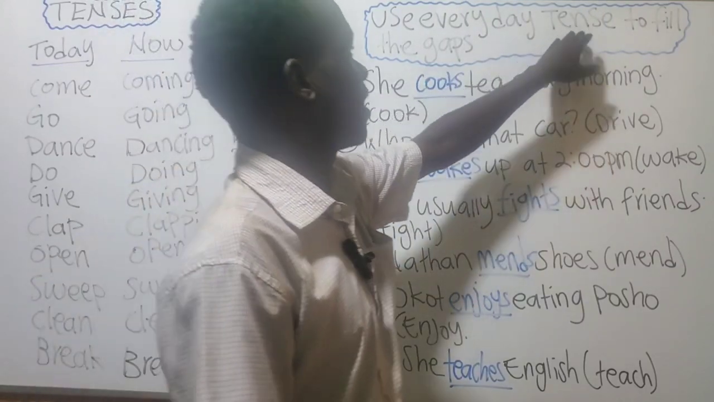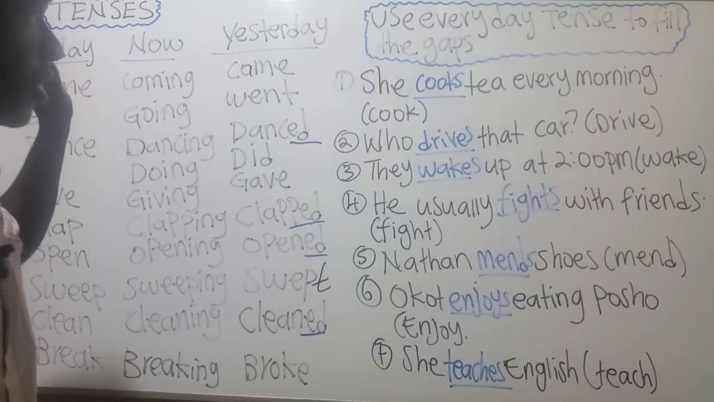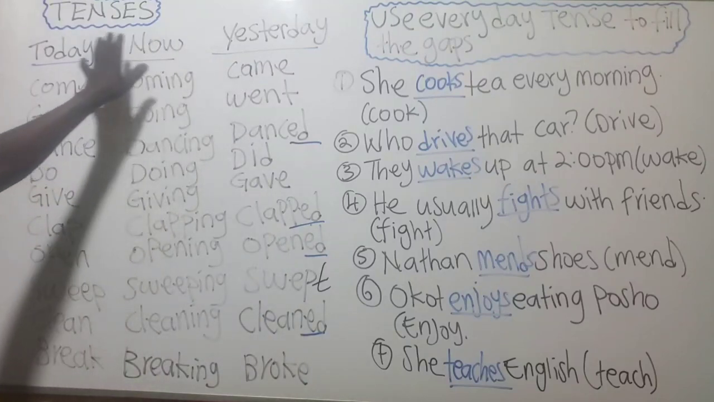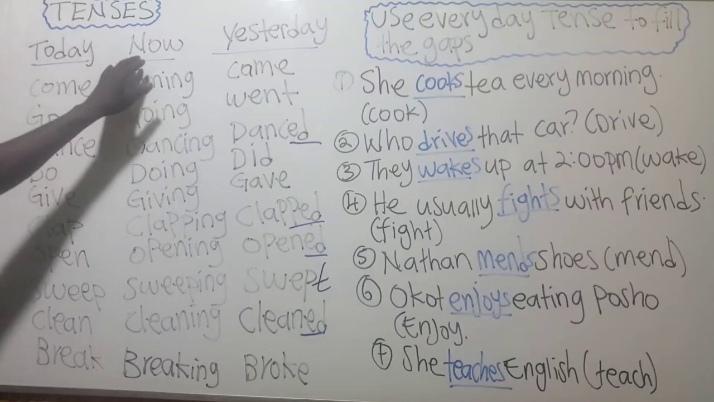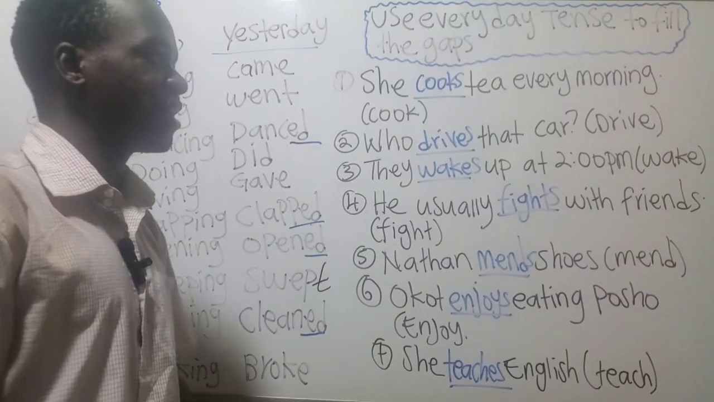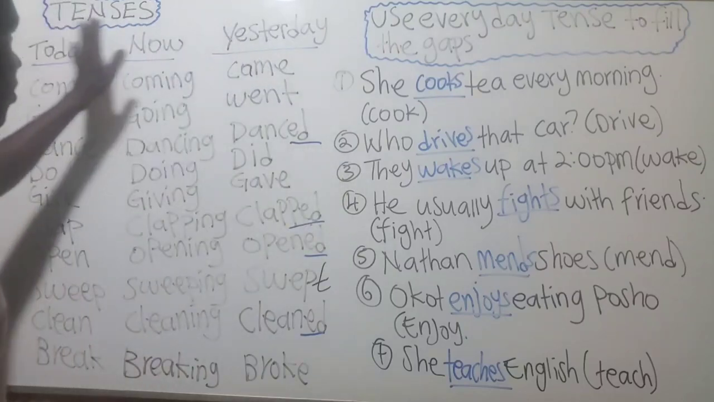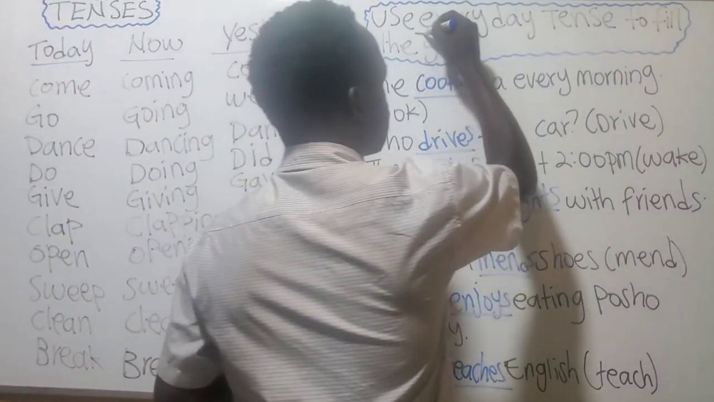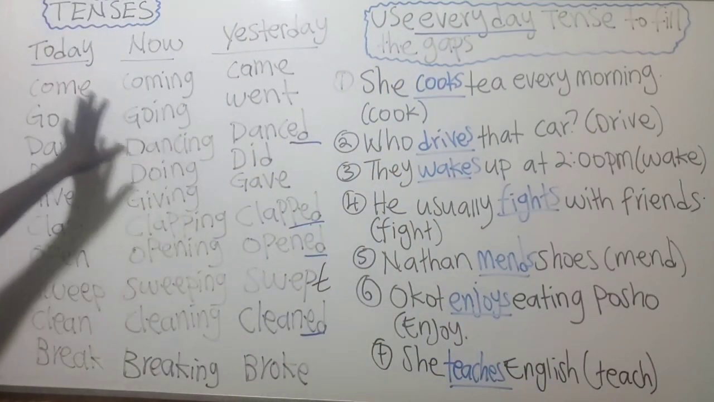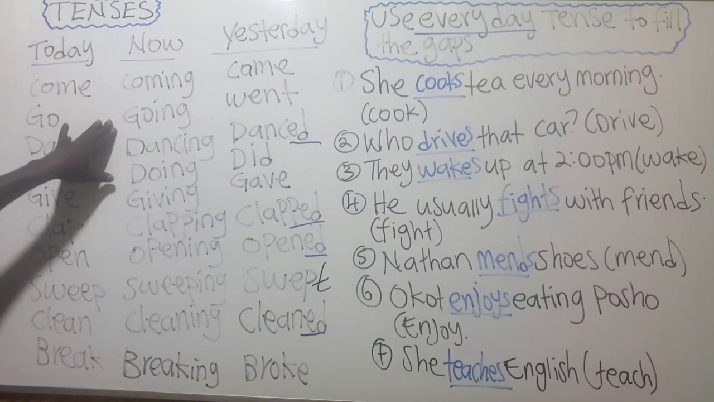Use everyday tense to fill the gaps. So what we have here is quite different from here. This one is about just some simple tense, today, now, and then yesterday. But this one is for every day now, okay? Because tense is divided into many parts. Everyday tense is different from any of these, okay? Same noun, but the way you play with them is quite different, okay?